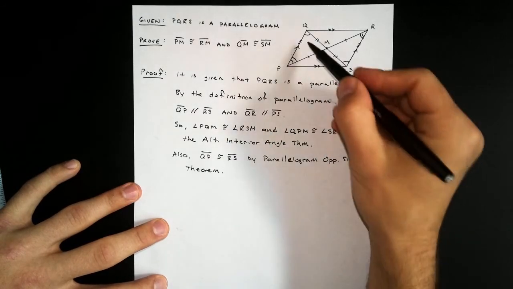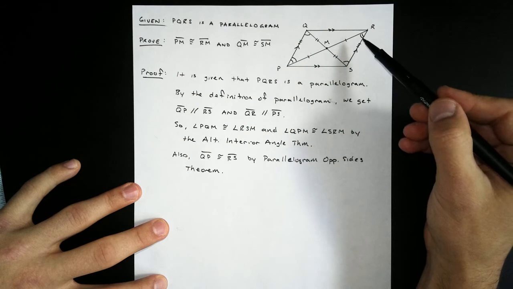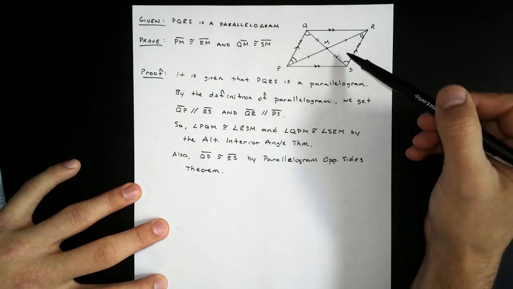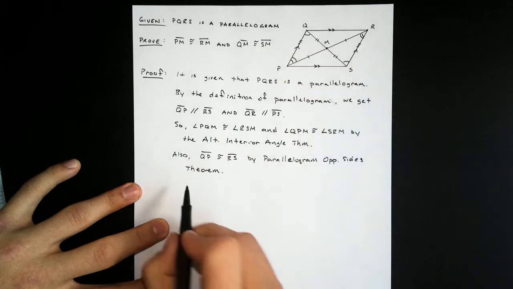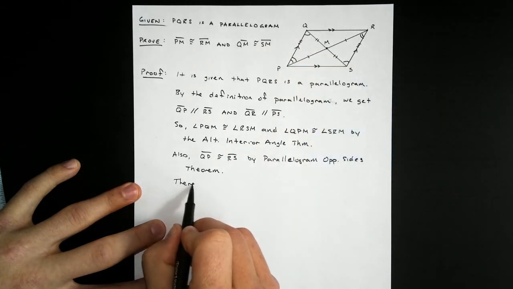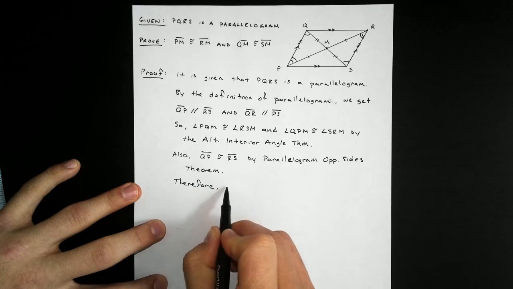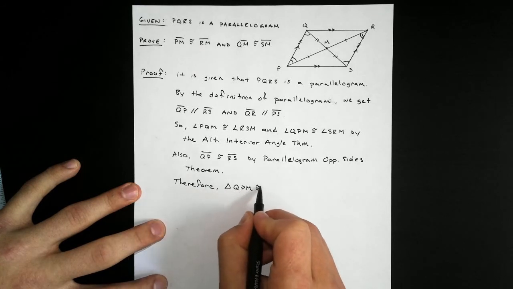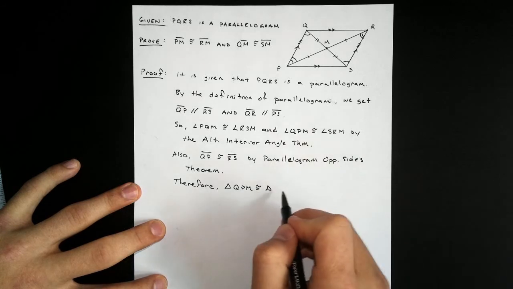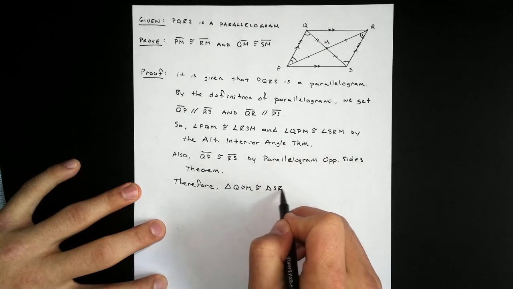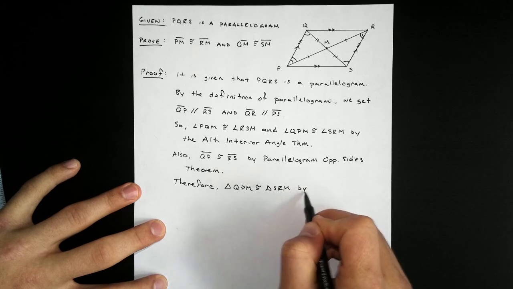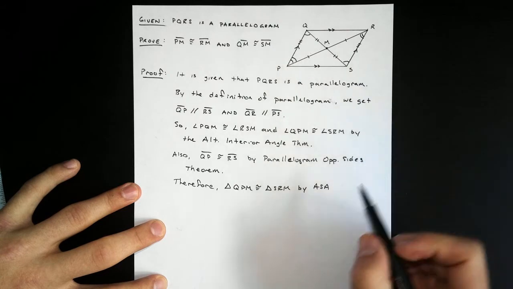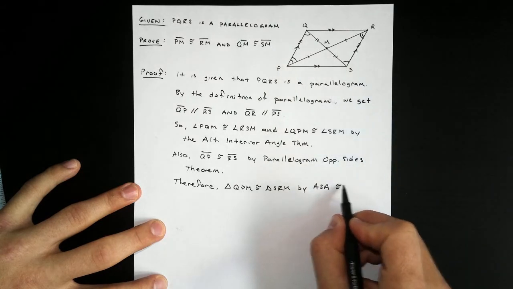So now, just looking at those two triangles, we have two angles and we have the side in between them for each triangle. So now I can say that these two triangles are congruent. So therefore, triangle QPM is congruent to triangle SRM. And that is angle side angle based on the way that information is laid out. The angle side angle congruence theorem.